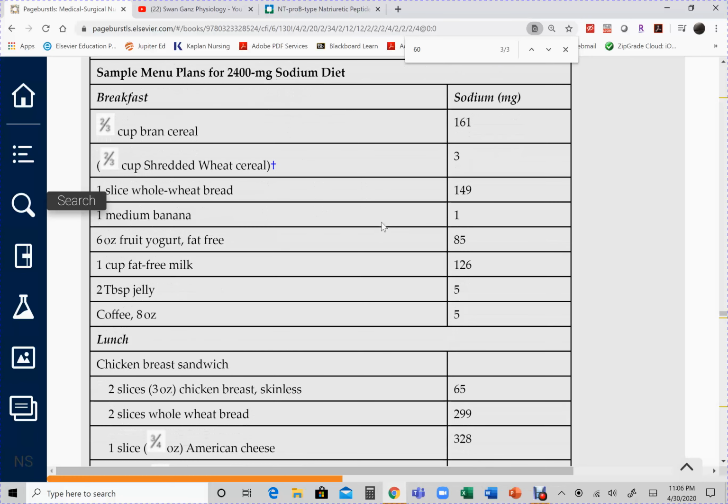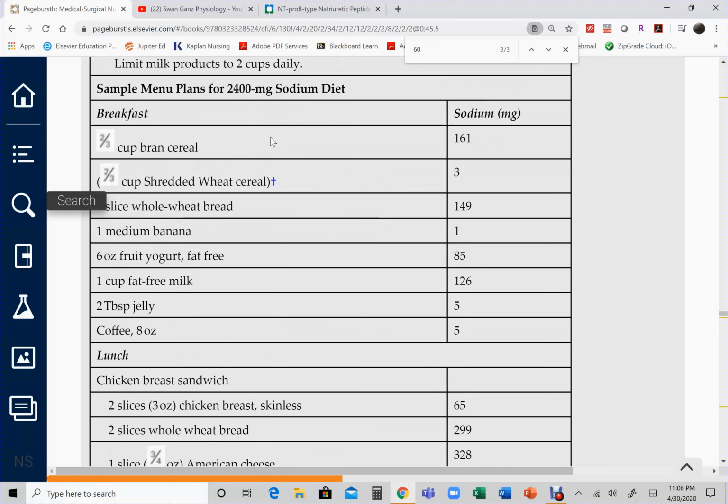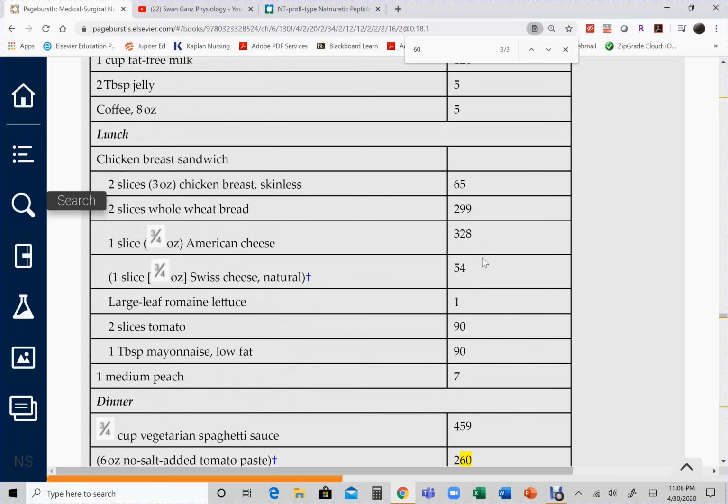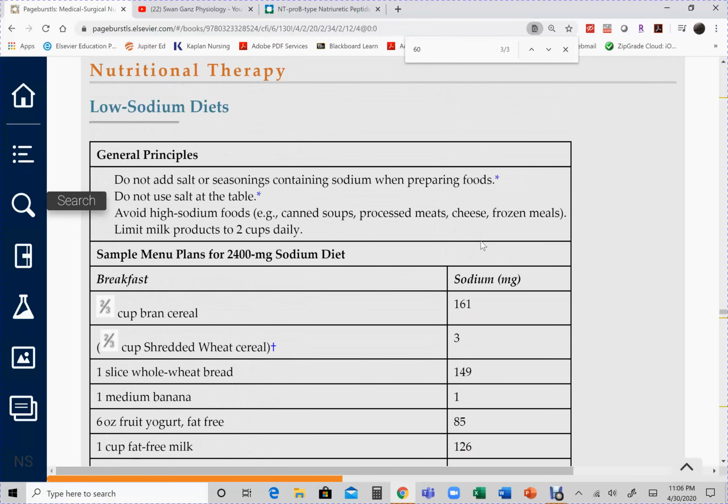You can see it right here. Look at the cheese here. Look at the milk, 126, and you have here wheat bread. Well, this one is 2, that's why it reached 300. Here, cheese, look at that, just one slice is already 300 milligrams, sorry.